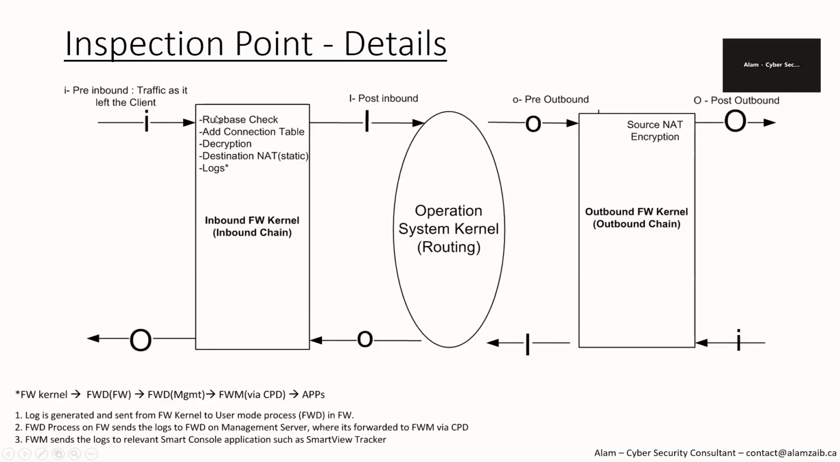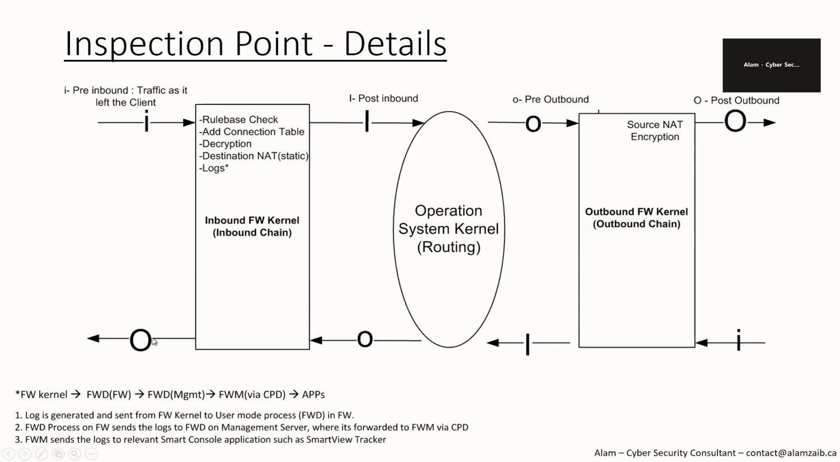So the rule policy is checked, and if a match is found, it's added into the connection table. Decryption happens here, destination NAT happens here, and log is generated here. At the outbound kernel, source NAT happens and encryption happens. So the difference is destination NAT at the inbound and source NAT at the outbound, and decryption at the inbound and encryption at the outbound.